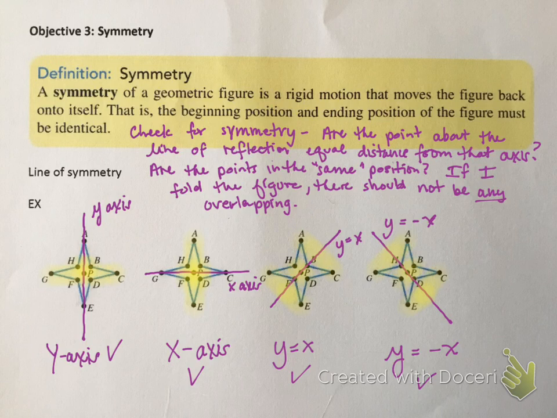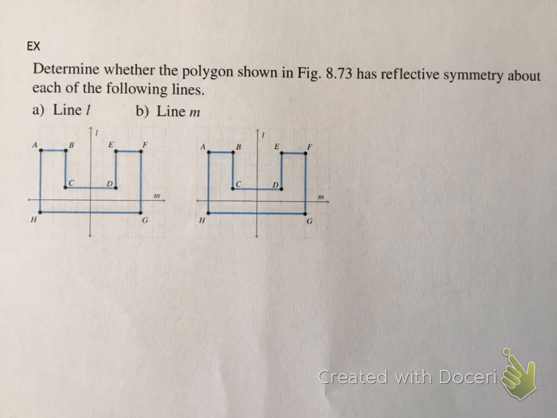Okay, so let's move on. Determine whether the polygon shown in figure 8.73 has reflective symmetry about each of the following lines, line L and line M. Notice that lines of symmetry are denoted as a cursive lowercase letter. So let's look at part A. So part A, line L, is this line here. So that's one we're checking out.